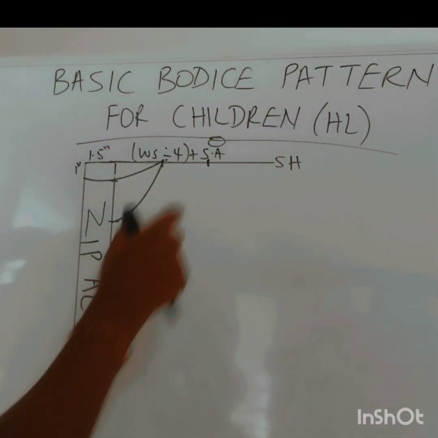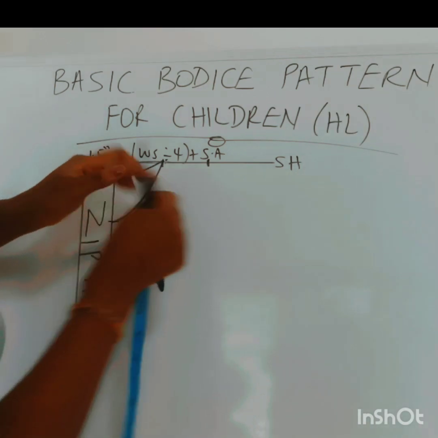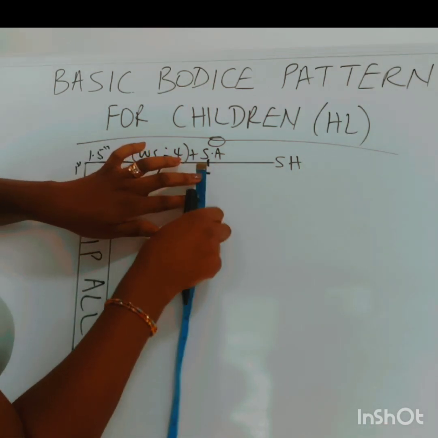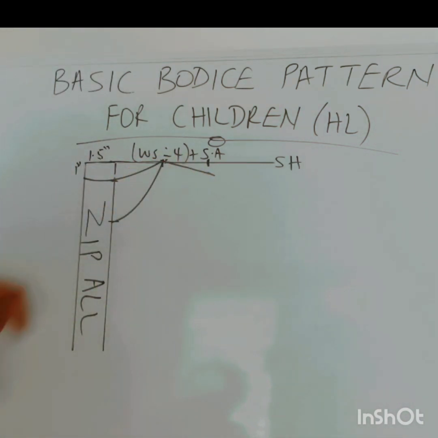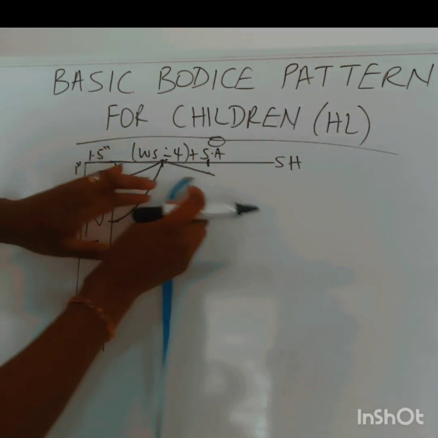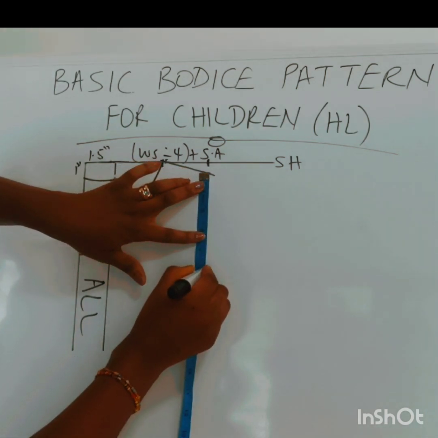Now for children, their shoulder slant is ½ inch. But even for adult is 1 inch. So you want to go down by ½ inch and connect that to the neckline. And then you take the armhole depth. The armhole depth that I said before is 5 inches. So from there you mark the armhole depth, which is 5 inches.